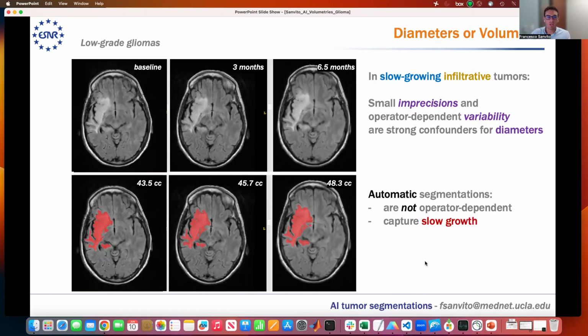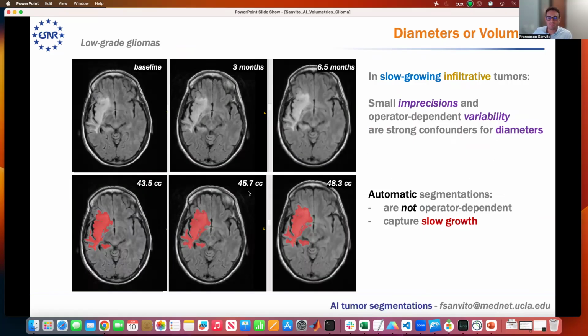One potential objection is: do we really need volumes? Because we just reviewed the RANO rules, but the RANO rules also apply to diameters. We've always done measurements with diameters. Why do we need volumes?